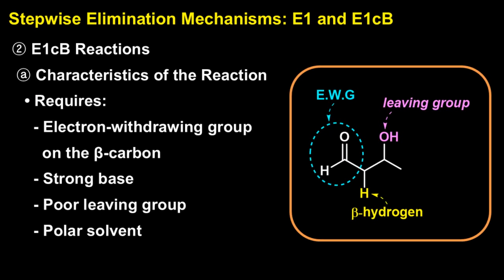So what needs to be in place for an E1cB reaction to happen smoothly? First, you need an electron-withdrawing group near the carbanion site, something like a carbonyl on the beta position. That helps stabilize the negative charge. Second, you need a strong base. The beta hydrogen isn't very acidic, so we need a strong enough base to pull it off. Third, the leaving group needs to be poor. Hydroxide, for example, doesn't leave easily, so we need a mechanism that helps push it out. And that's exactly what E1cB does. And finally, the reaction usually happens in a polar solvent. That helps stabilize the charged intermediates and the transition states along the way.